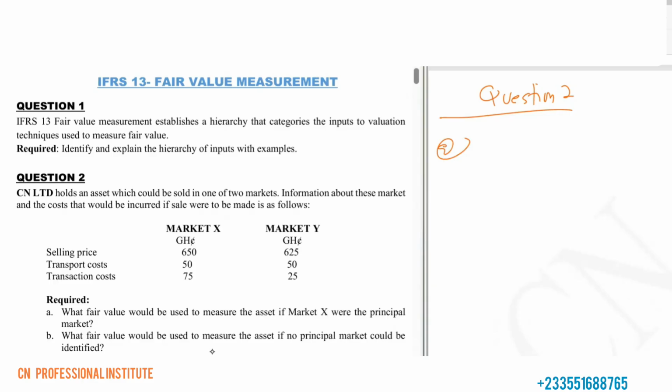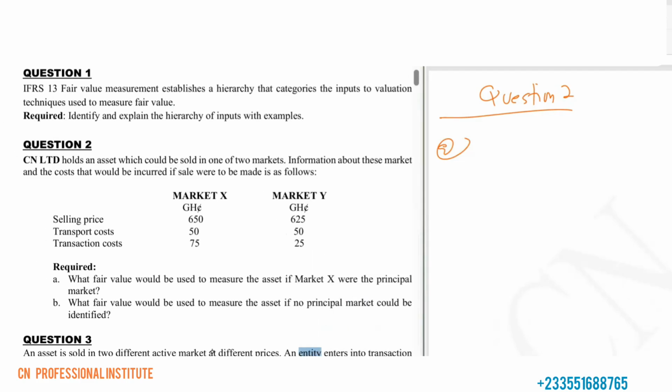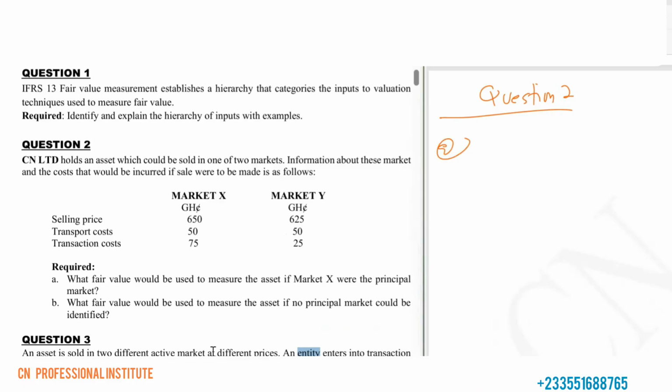So we always use the principal market, and if there's no principal market, then we use the most advantageous market. This question is saying market X is the principal market, so just go straight to market X and find the fair value from market X. That's all. We are going to use market X here to determine the fair value, because that's the principal market. So we go to market X and pick the selling price.